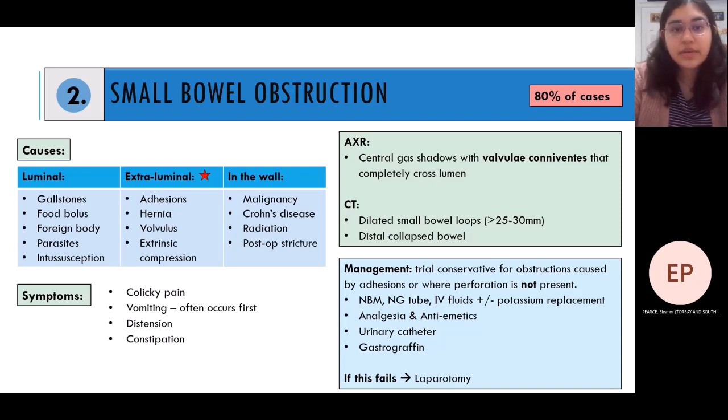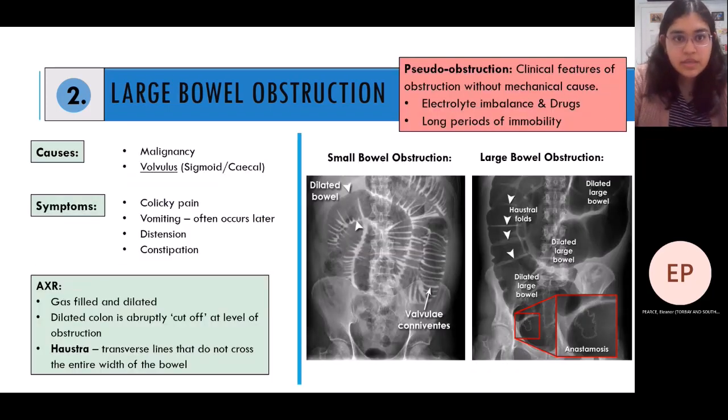And then obviously you can also consider giving them gastrografin, which can help reverse some small bowel obstructions. But if all of this fails, then this patient would be taken for a laparotomy. So these were the x-rays I was talking about, but just quickly.